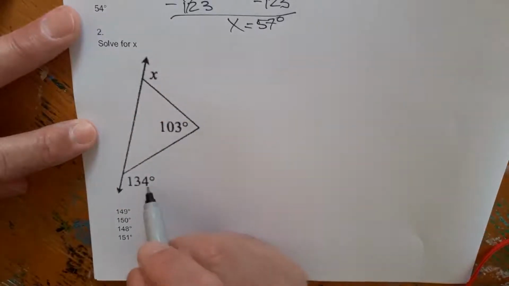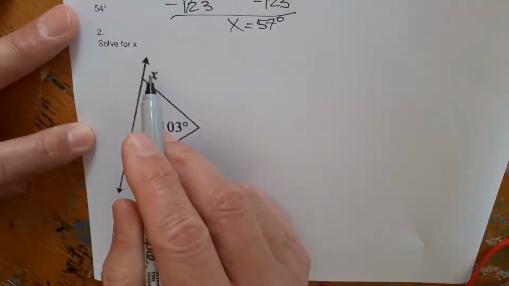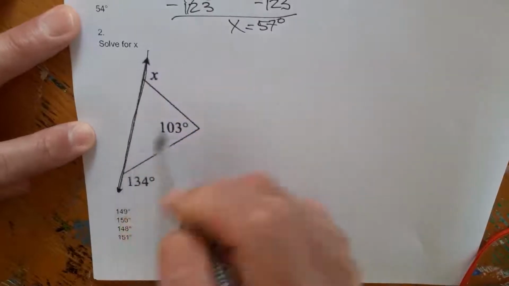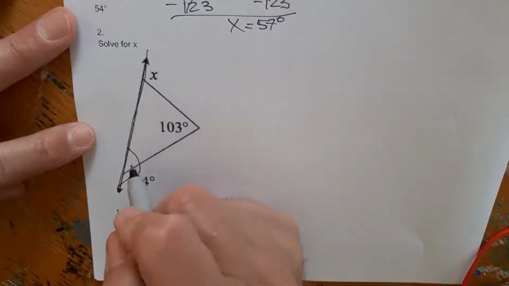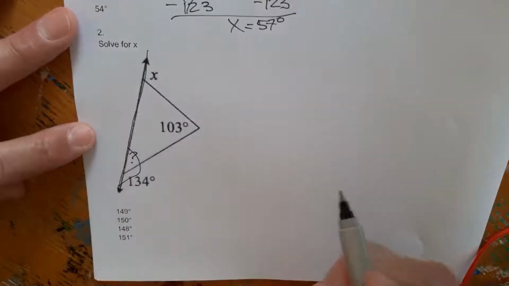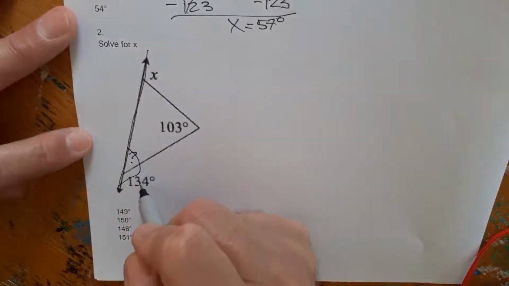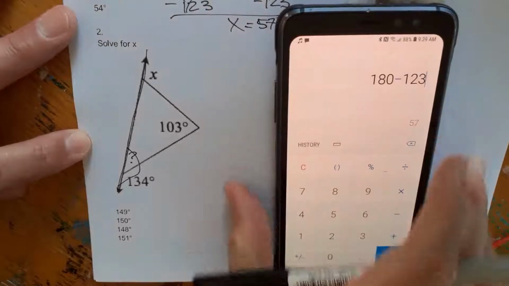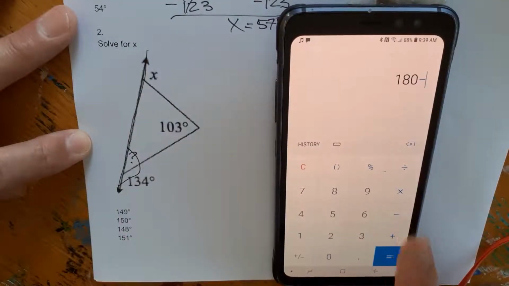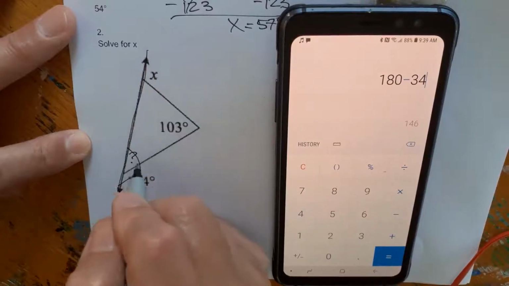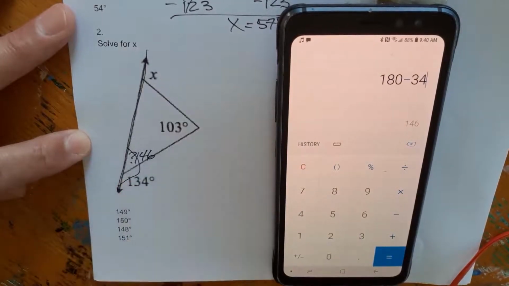Focus for me, let's see. So, here, x is over here. We have a straight line. Again, go back to lesson 1 where we talked about straight angles. We need to know what this is here, question mark. Well, this is 180 minus 34. So, clear, 180 minus 34. This angle here has got to be 146.